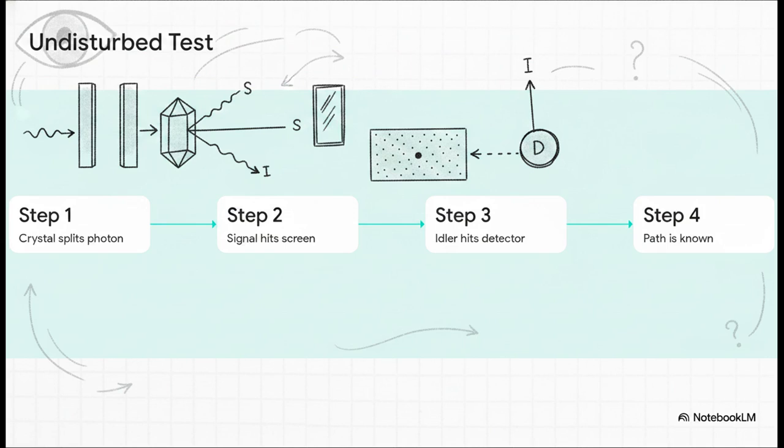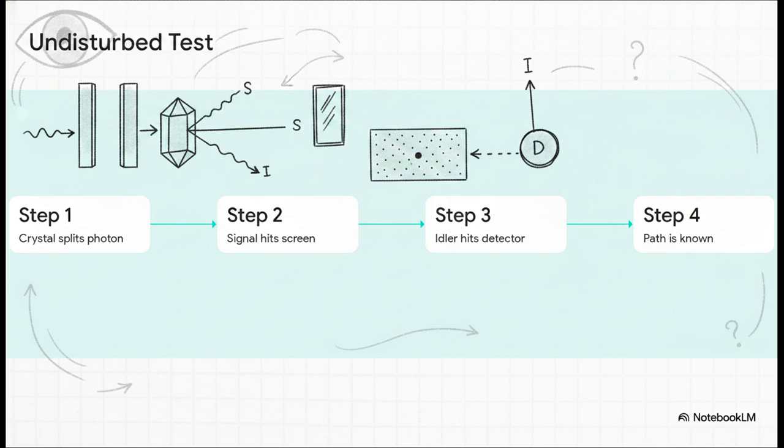They fire a photon through the slits, and right after, a special crystal splits it into two entangled twins. One twin, called the signal photon, continues untouched to hit the back screen. The other twin, called the idler photon, bounces off a mirror into a completely separate detector. By measuring the idler photon, they know exactly which path the signal photon took, but they haven't laid a finger on the signal photon at all.